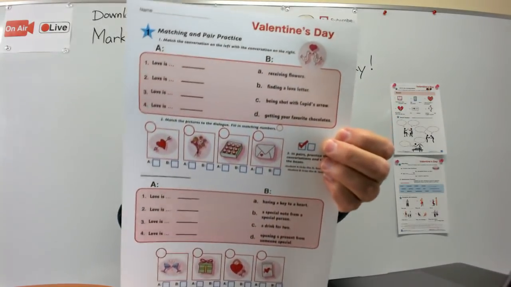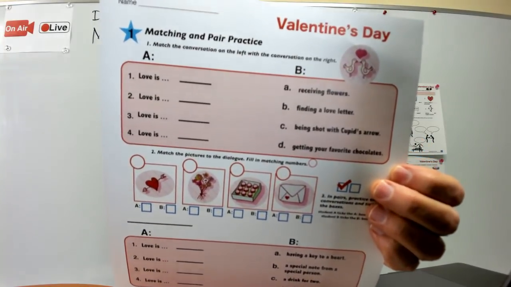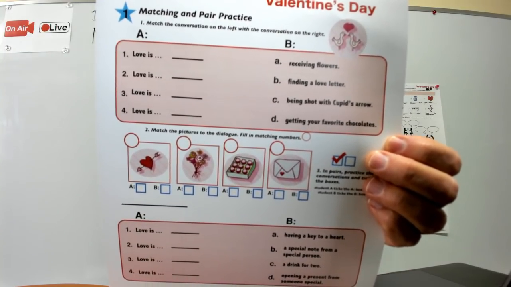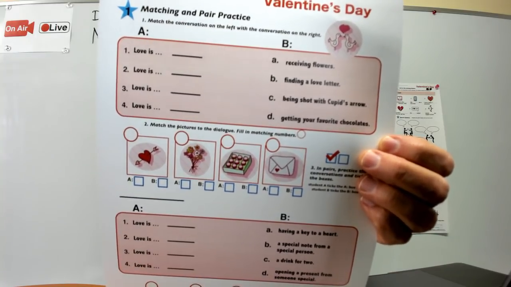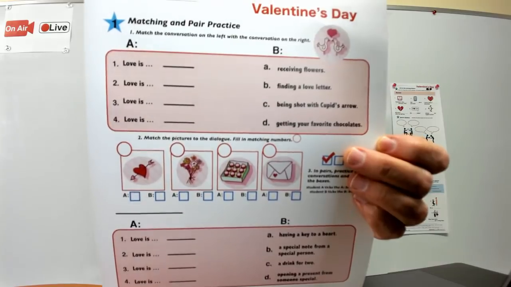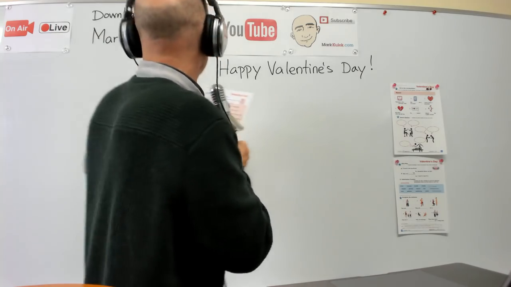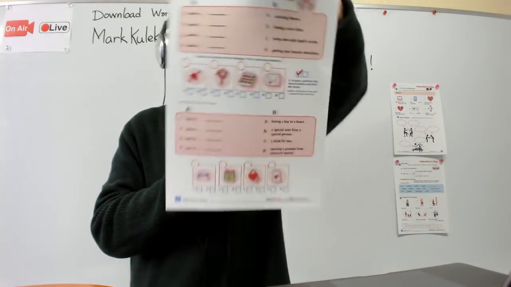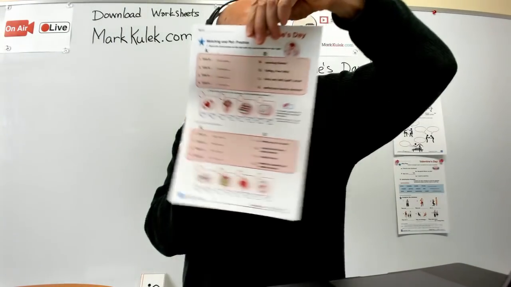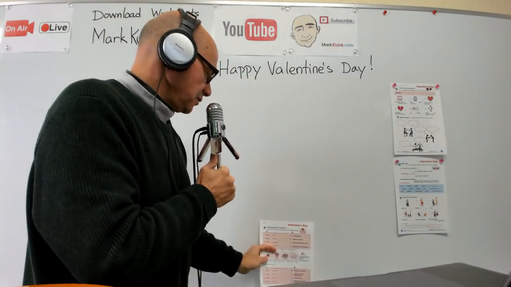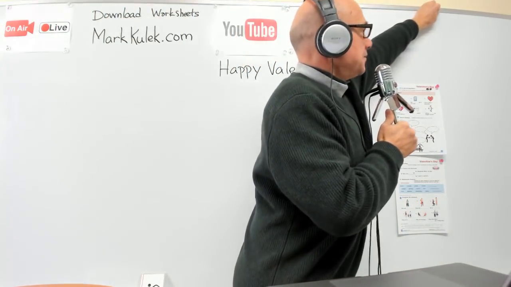Okay, so here we go. You could see the first worksheet. Here we connect the picture with the phrase, right? We have these white circles, or the red circles right here. So it's a dictation. You're going to listen to me, and then you're going to write 1, 2, 3, or 4 next to the picture.